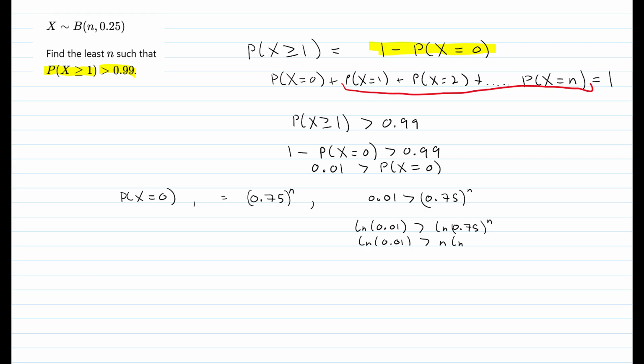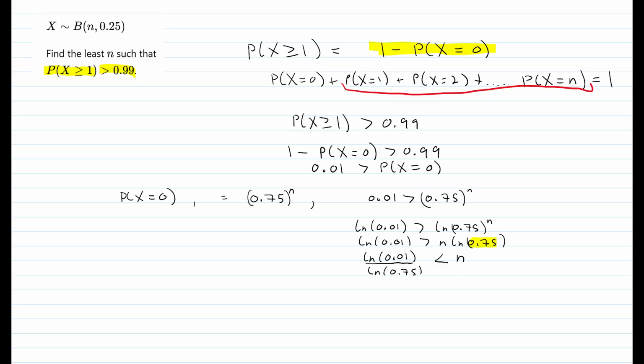So n times the natural log of 0.75. And now, just got to be careful here. If we've got a log and the number inside the log here is less than 1, but bigger than 0, it's going to be negative. So when we divide by a negative, we need to swap the inequality sign over. So now we're going to get the natural log of 0.01 divided by the natural log of 0.75 is going to be less than n. Okay, so now we can work that out on our calculator.